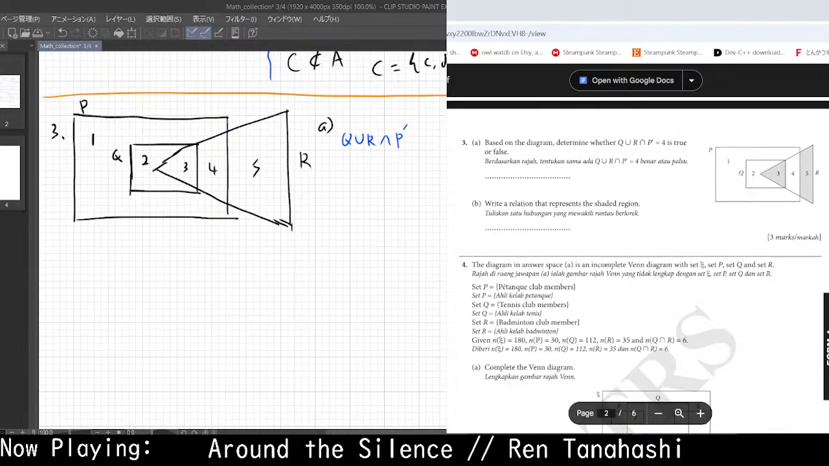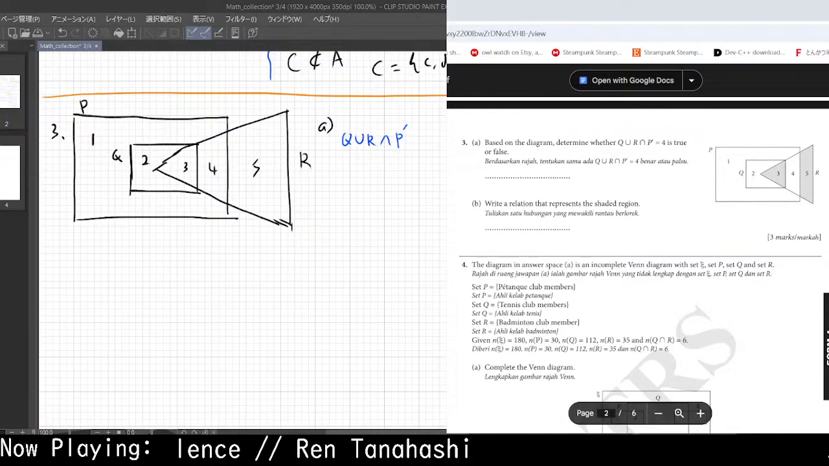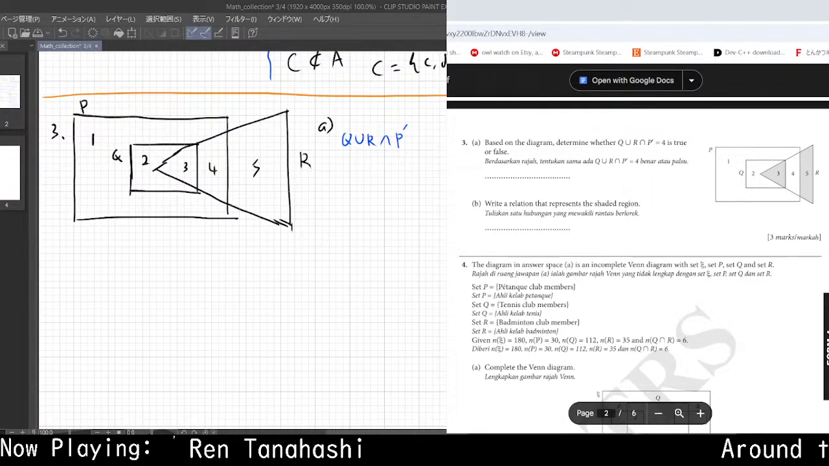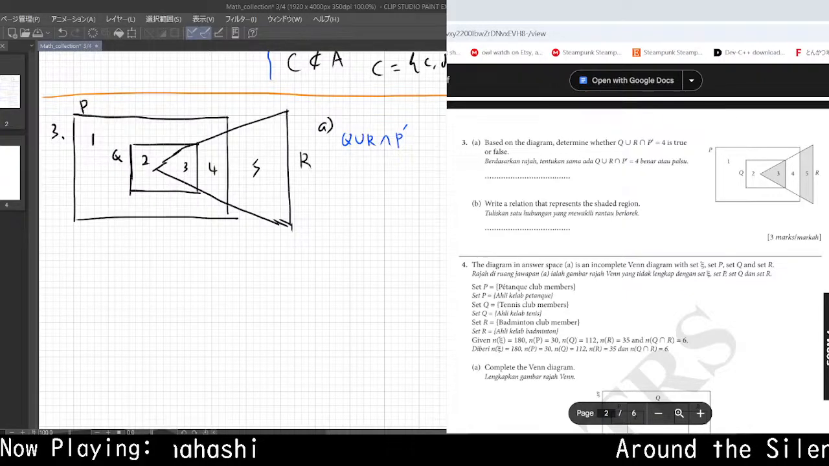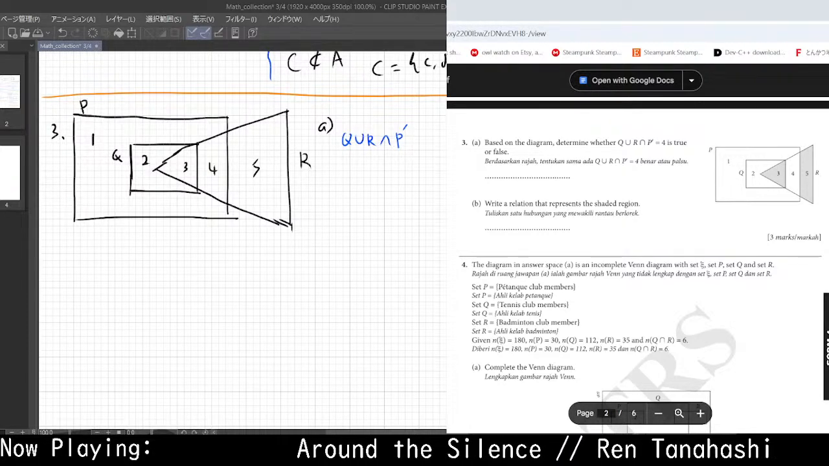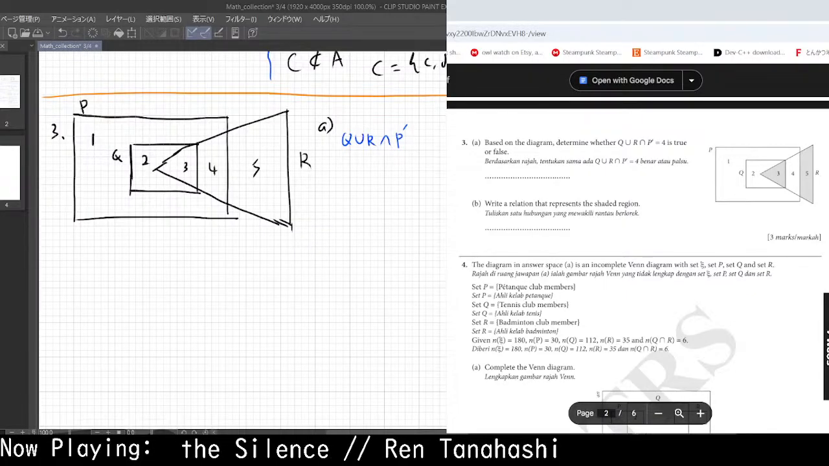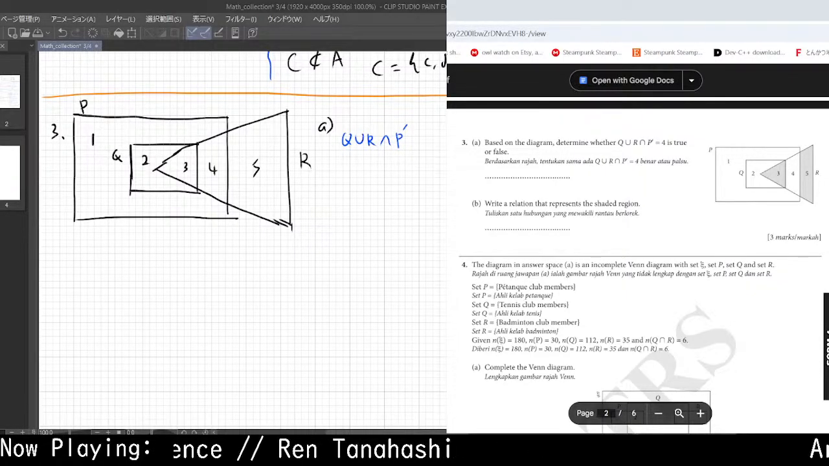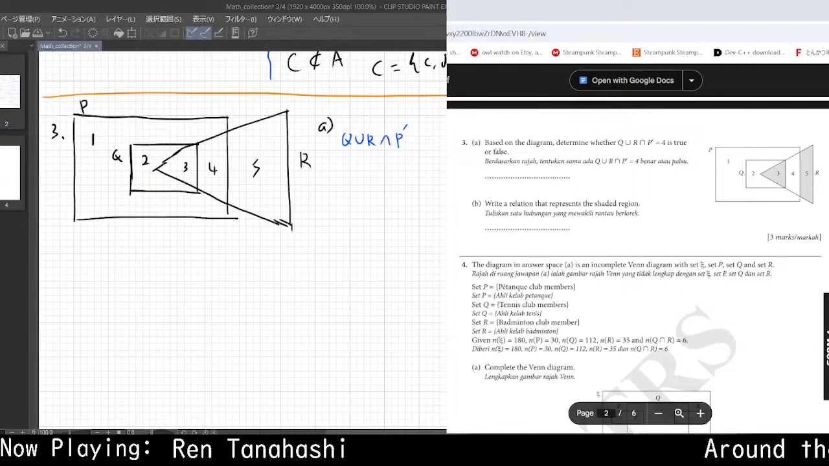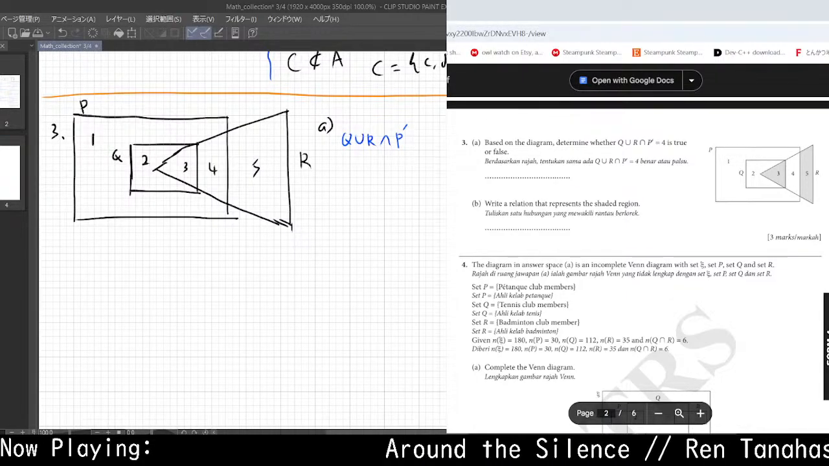In terms of this kind of combined relationships, we usually go from left to right no matter what, unless there are parentheses, unless there are brackets. So we just follow the usual arithmetic method. We do brackets no matter what, then after that we go from left to right. Yeah, it's still the same method. Okay, so let's look at it. Q union R and P prime.